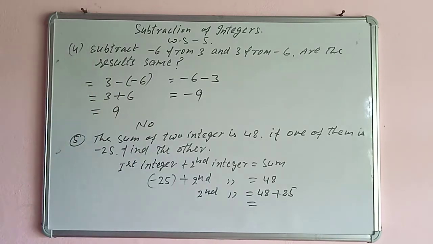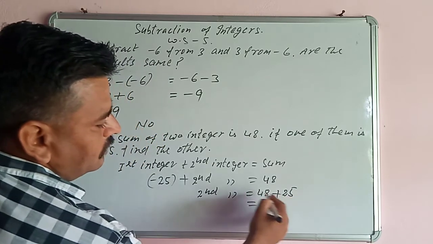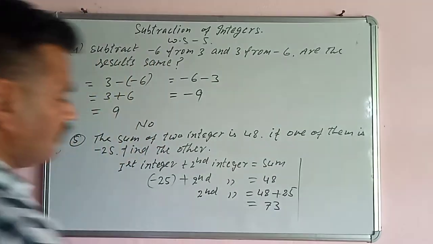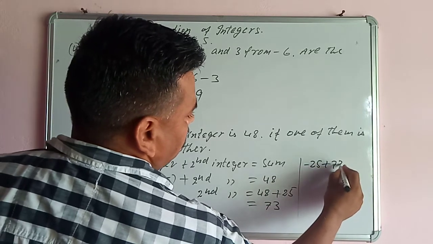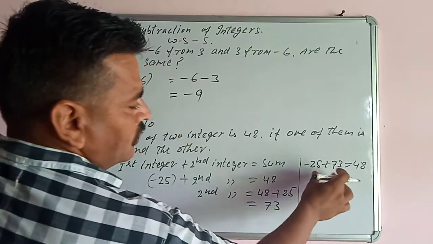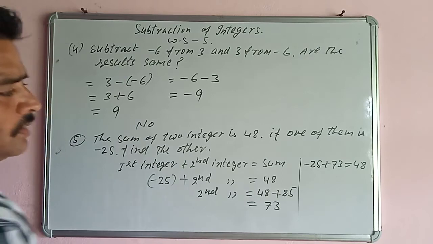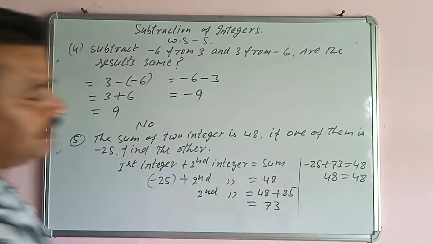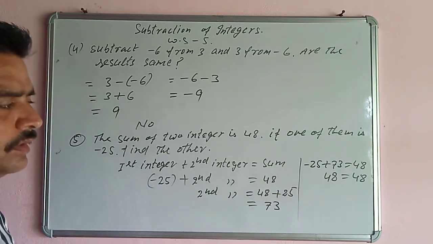So now 48 plus 25, that is 8 plus 5, 13, 4 or 2, 6 or 1, 7. It is 73. So we can also check whether our answer is right or wrong. So if we find the sum, minus 25 plus 73, that is equal to 48. So here first integer is negative, second is positive. So if we subtract, we get 48. So that is equal to 48. So therefore our answer is right. So we have also checked whether our answer is right or wrong.